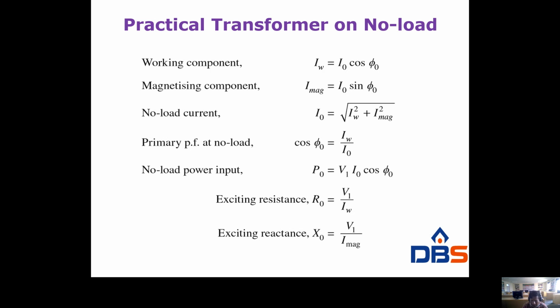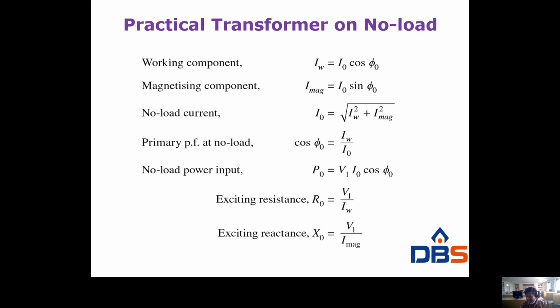We know that power factor is the ratio of active power by apparent power. So similarly, IW by I naught, right? And no load power or iron loss, the no load input power, P is equal to V1 I naught cos phi naught. Very, very important. So these formulas are very, very important from a competition exam point of view, or also for our B.Tech, where they are asking problems.